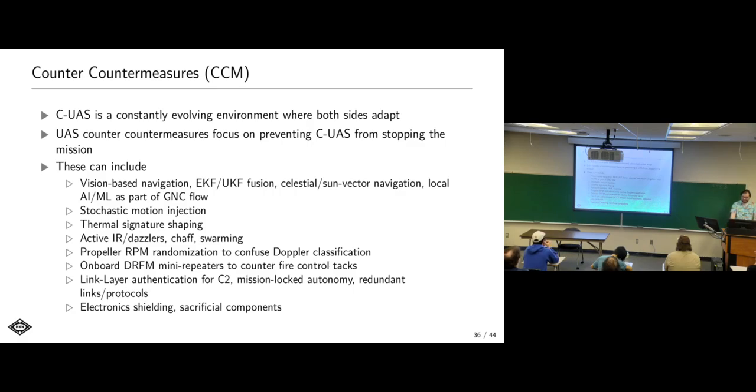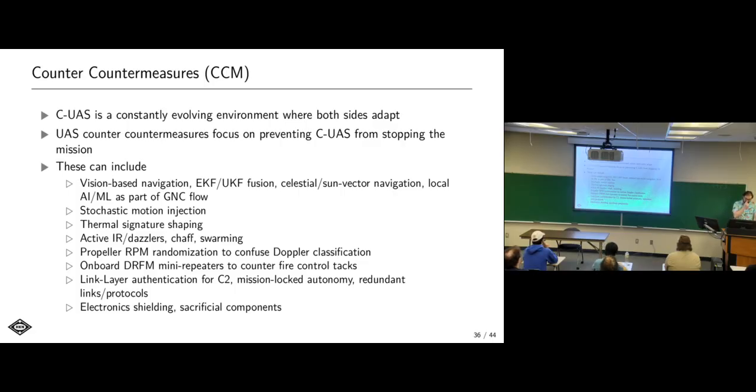If you do jamming or anything that tries to block it, there's vision navigation, sensor fusion, sun and star tracking, local AI/ML as part of your GNC flow. If I try to keep you from moving, or try to convince you you're where you aren't, and you take out that need for external stimulus, or have something that's objective like the position of the sun, that can completely negate some of the GPS spoofing.